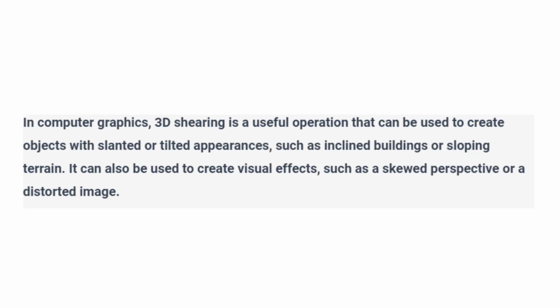In computer graphics, 3D shearing is a useful operation that can be used to create objects with slanted or tilted appearances, such as inclined buildings or sloping terrain. It can also be used to create visual effects, such as a skewed perspective or a distorted image.